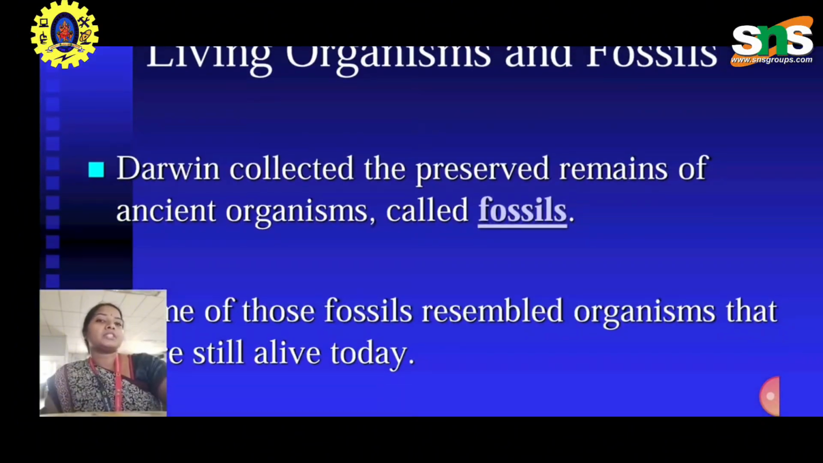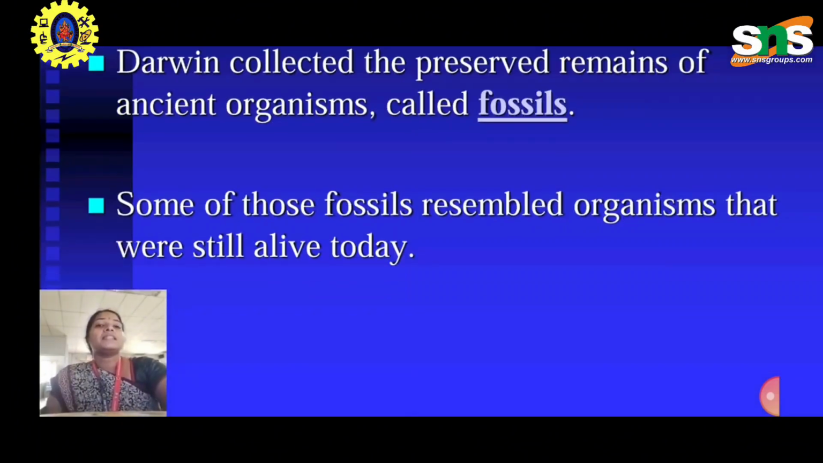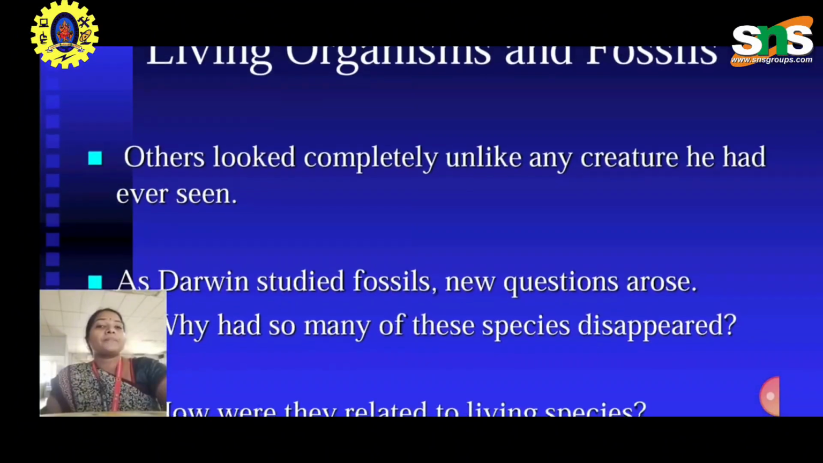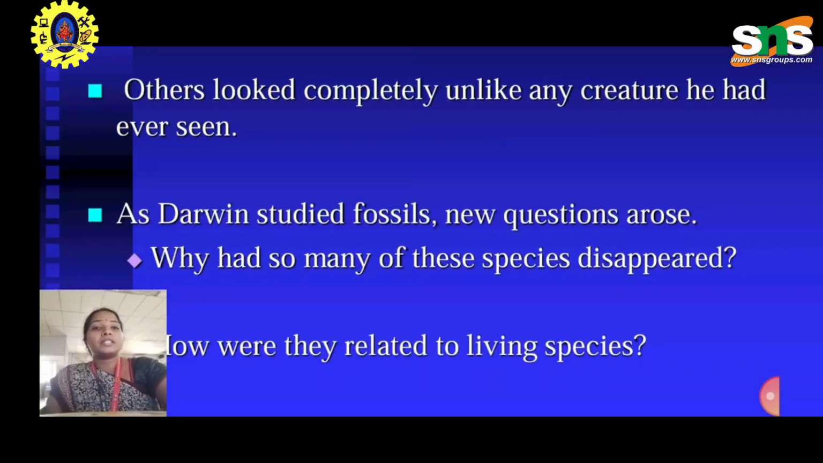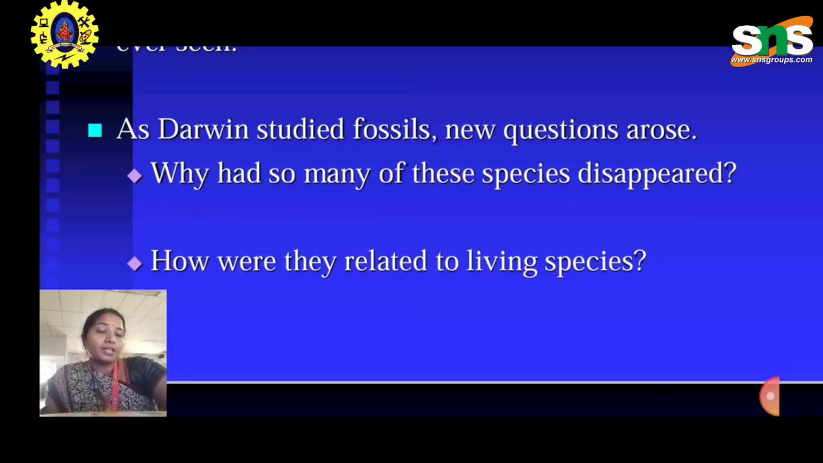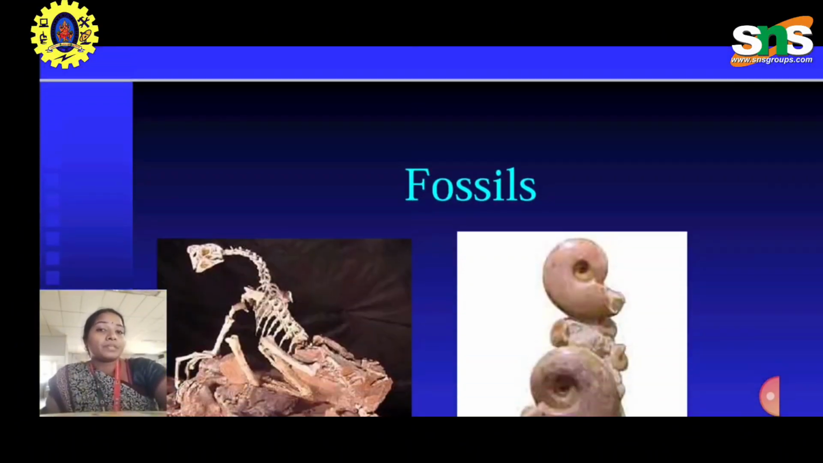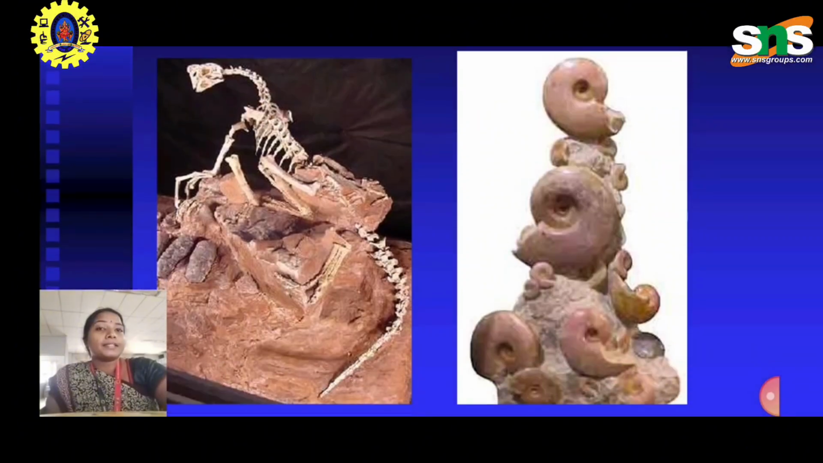Living organisms and fossils. Darwin collected the preserved remains of ancient organisms called fossils. One of those fossils resembled organisms that were still alive today. Others looked completely unlike any creature he had ever seen. As Darwin studied fossils, new questions arose. Why had so many of these species disappeared? How were they related to living species? So the fossils are like this.